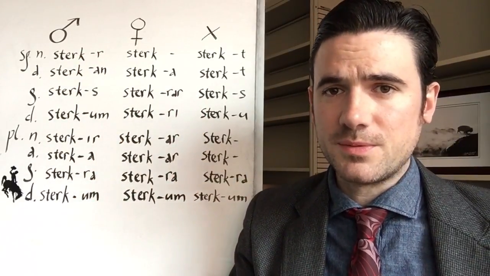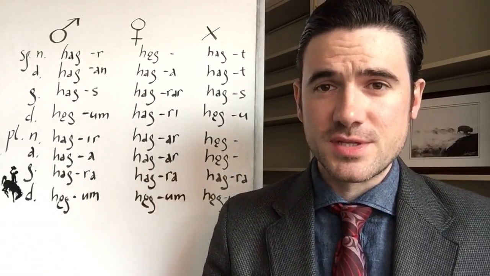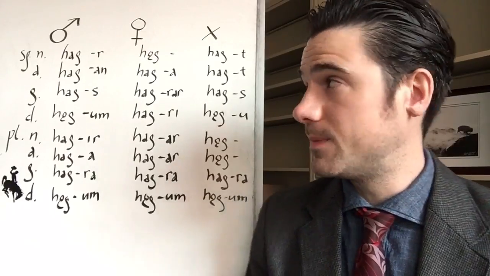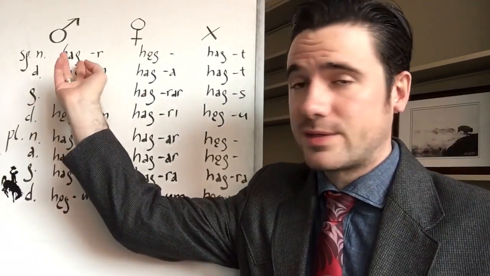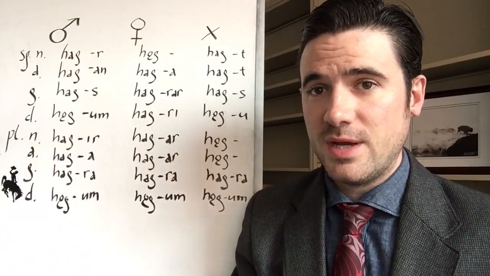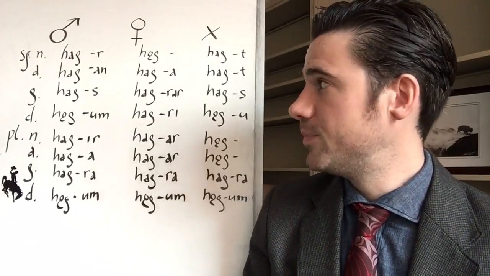Let's take a look at another example. All right, this is the adjective hagr, which is crafty, intelligent, clever. When you look it up in the dictionary, you'll find hagr, and you'll notice that all of the endings are exactly the same as for sterkr. In fact, I've just erased the root sterk and written hag there.